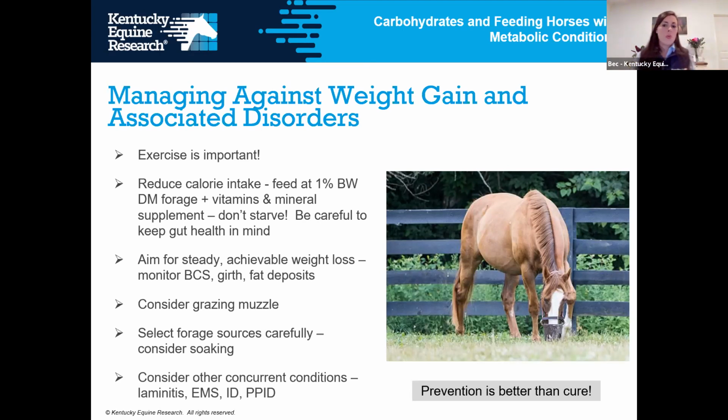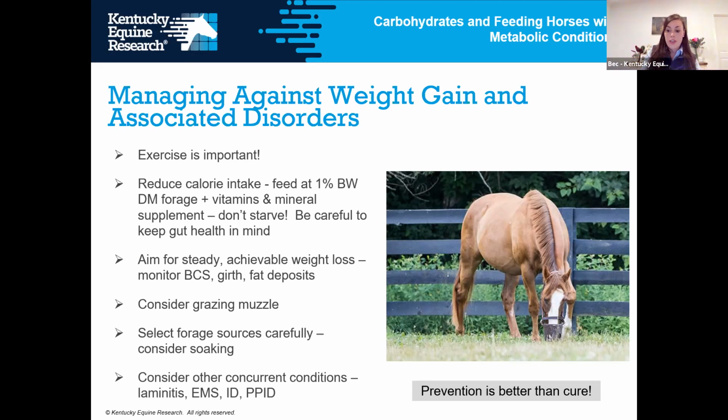So, managing against weight gain or trying to achieve weight loss. We're looking at our first thing that we can really manage here from that diagram that I showed you before. Now, exercise is really, really important. Prevention is better than cure, of course, but if we've already gone down this path and we're starting to have some problems, exercise is very, very useful. Reducing caloric intake is also really important, and making sure that we still feed adequate forage.